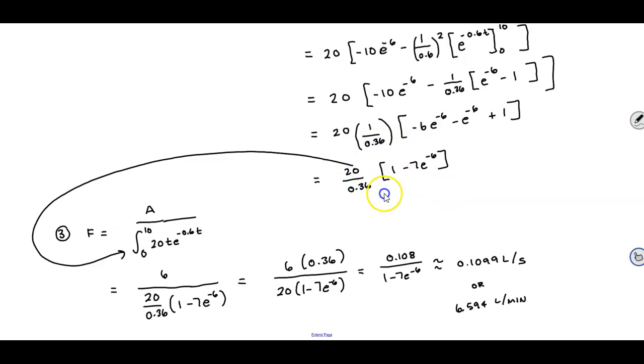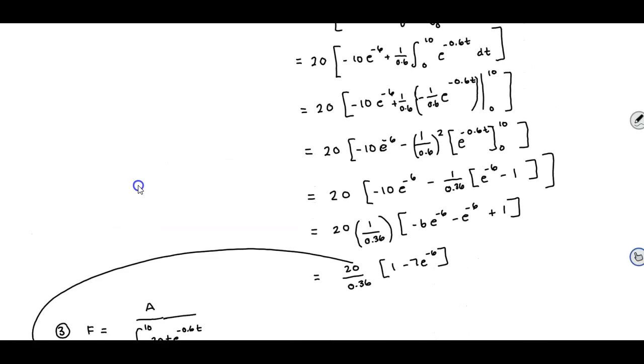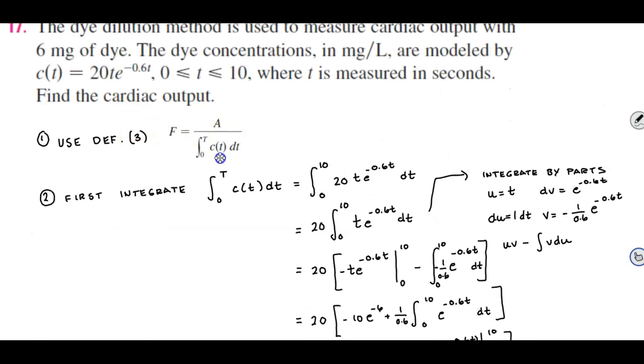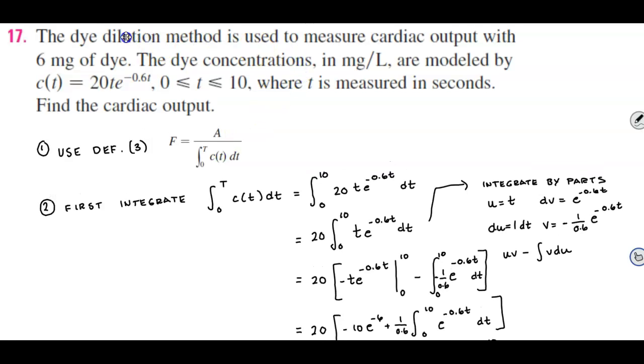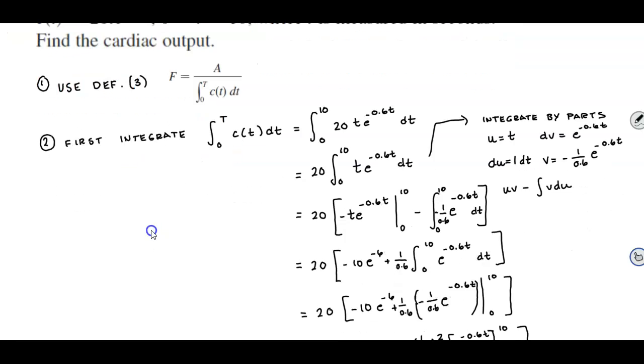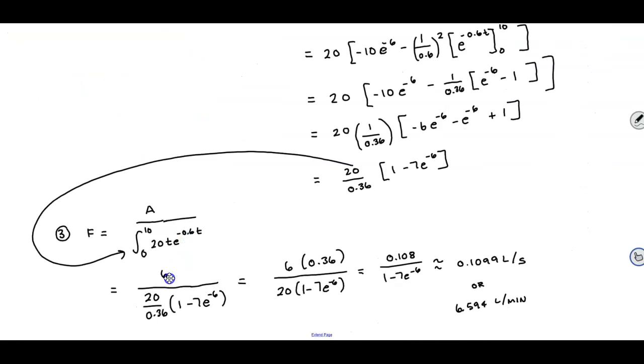Now we can plug this entire thing into the denominator of the cardiac output formula. Now we know that the dye is 6 milligrams, so we know that A is going to equal 6. We know that the integral that we got was 20 over 0.36 times 1 minus 7e^(-6). And so what we're going to do is take the reciprocal of this fraction by now multiplying 0.36 times the numerator, divided by 20 times 1 minus 7e^(-6).